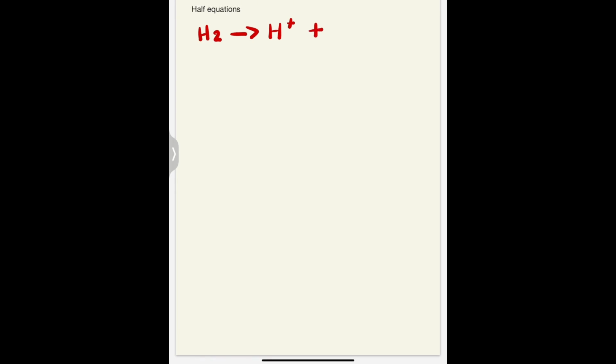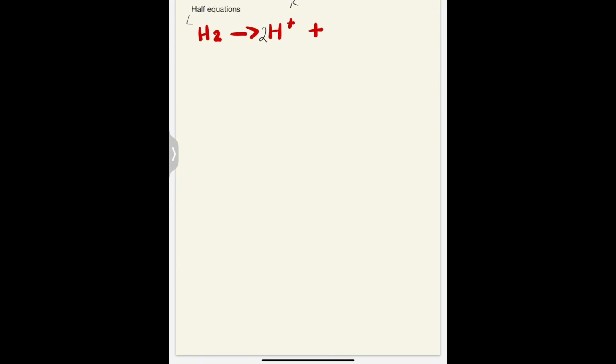Right, I'm just going to change the thickness of my pen. The first thing we need to do when writing up half equations is balance it on both sides. So we've got 2 hydrogens on the left, and I'm going to put a 2 here, so there are 2 on the right. I'm putting right there and left there so you understand. We need to make sure it's balanced on each side.